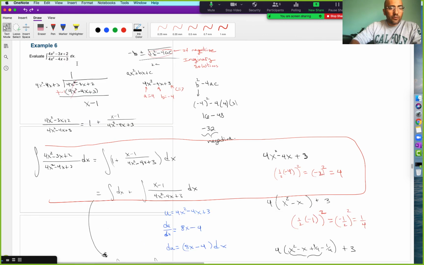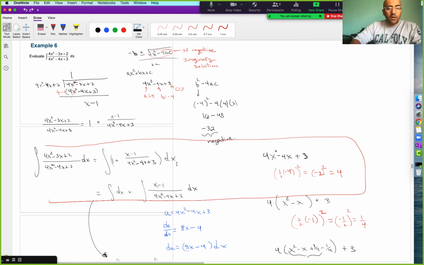Okay, so this was the original question here. We did polynomial long division to simplify it, and we got it to this here, 1 plus this, right? And then we recognized that we couldn't factor this any further. By using the quadratic formula, we can figure out that it was going to be negative, so we couldn't factor it any further. So we rewrote it this way.